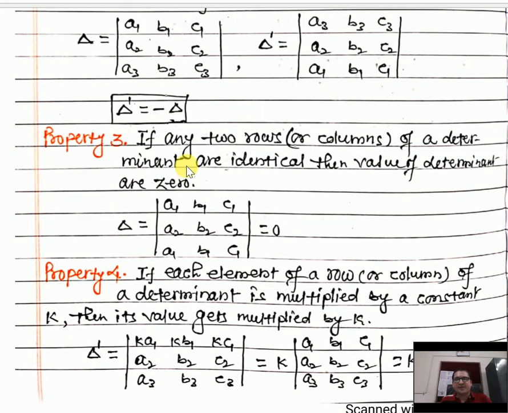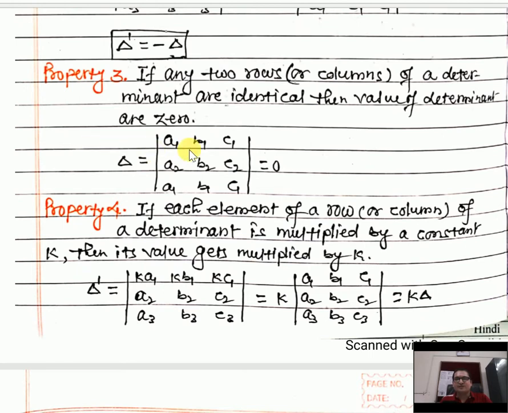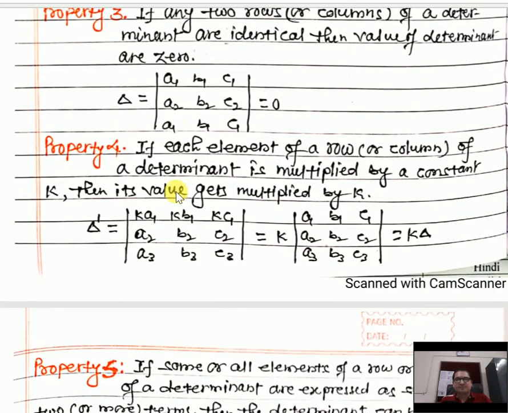Property number 3: if any two rows or columns of a determinant are identical, then the value of the determinant will be 0. Look at here, this is a1, b1, c1, r1, and r3 is also a1, b1, c1. In this case, if you expand this determinant, you will get 0.